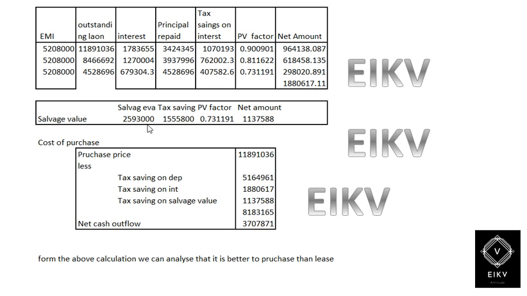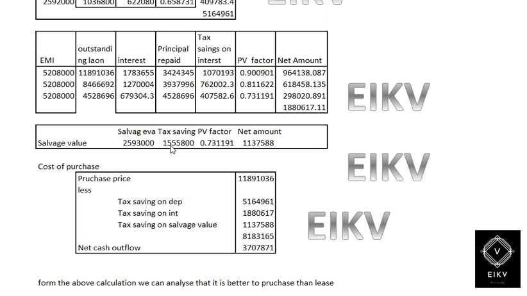Now we have another statement containing the computation of salvage value. Salvage value, as discussed, would be 25,92,000. After considering the tax, it would be 15,55,800. When it is multiplied by the PV factor of the third year, it would be 11,37,588.